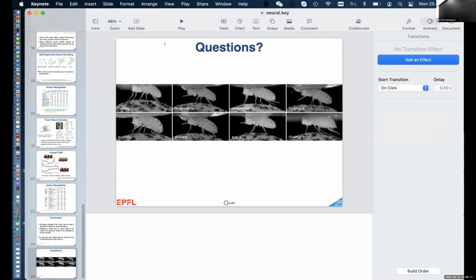You said for a single view, which view did you use? I guess the side view, like the bottom view. Oh, the bottom view. I see. Yeah, because we want to see the legs. Really, when I say behavior, it's really the legs and a little bit the antennas, but you see all of this in the bottom view.